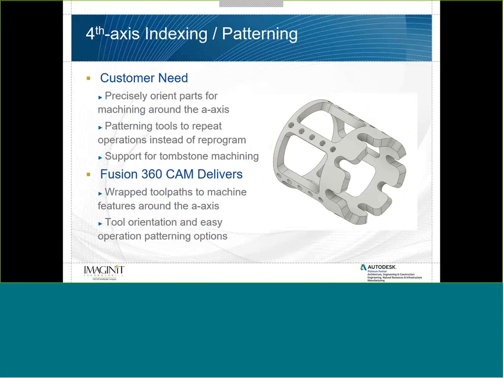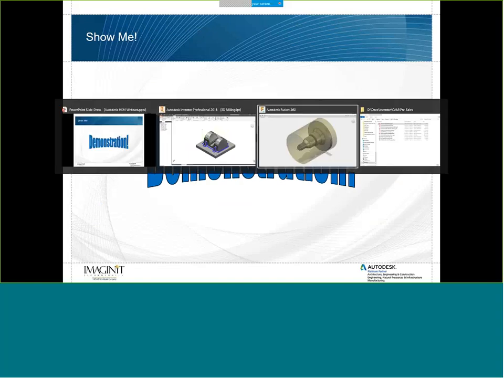But we can also use this to support tombstone machining, where we're setting that part up on a rotary table and doing one operation, and then we'll rotate it 90 degrees and do another operation, again being able to control that. So we're going to jump into Fusion 360 again for this one, but what HSM provides is wrap tool paths for machine features around the A-axis, and tool orientation and easy operation patterning options to generate the models that we need.